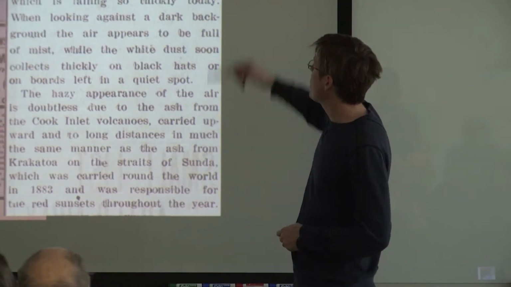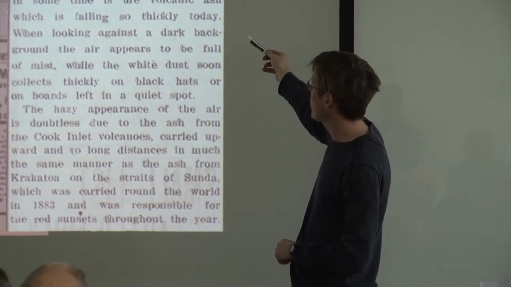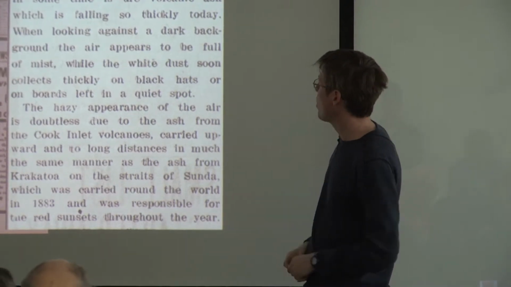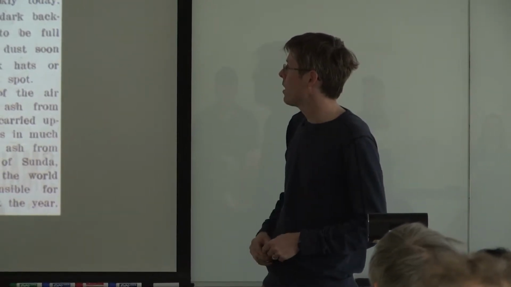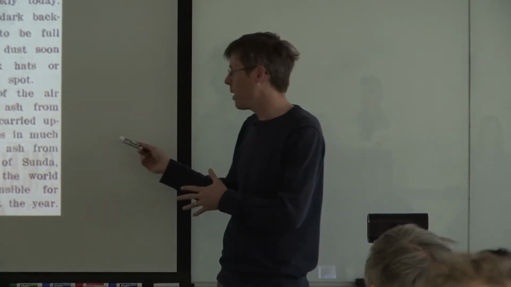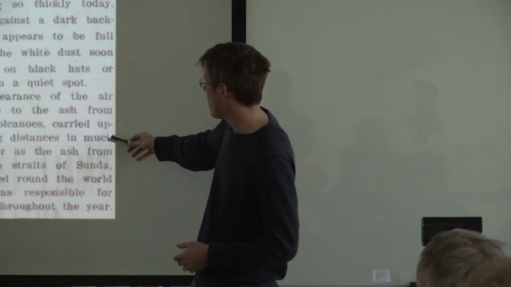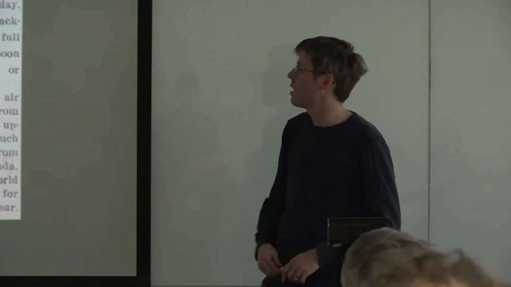Here it says, the most interesting thing in the way of natural phenomenon seen here is that volcanic ash is falling thickly today. Looking against a dark background, the air appears to be full of mist, while the white dust soon collects thickly on black hats or boards left in a quiet spot. So this is way far away. They refer to it in the same manner as the Krakatoa eruption in 1883, responsible for red sunsets.